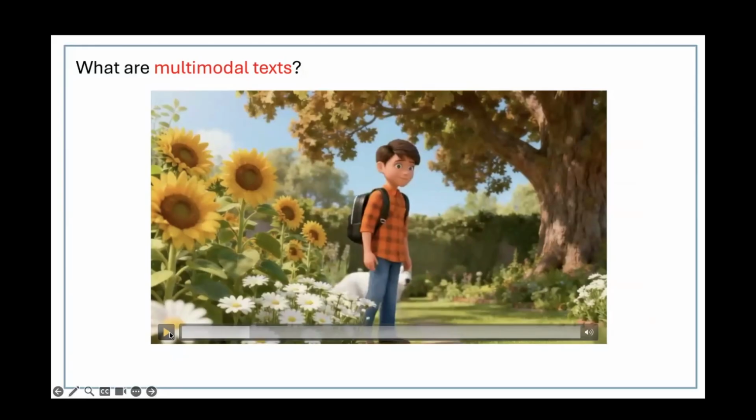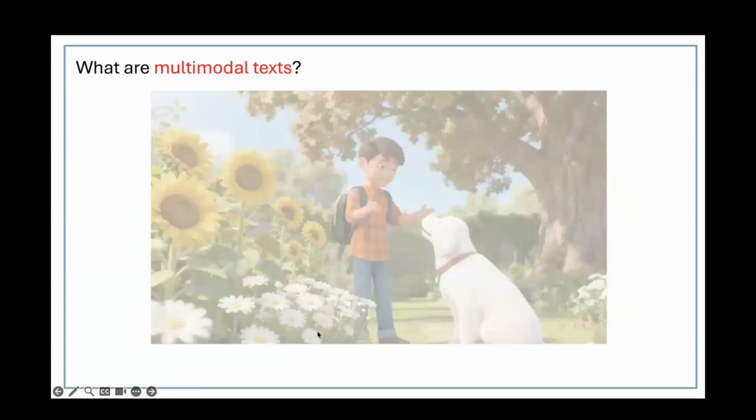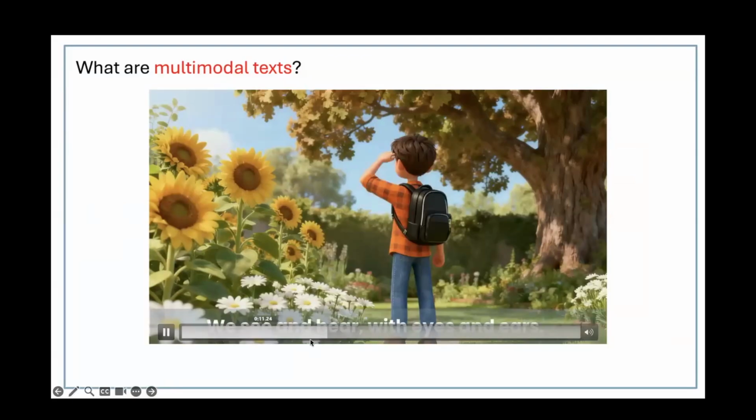We see and hear. So how is the boy able to recognize, to know that in fact the dog or the puppy is approaching with the barking? We see, we hear, and how about the next part? Eyes and ears.